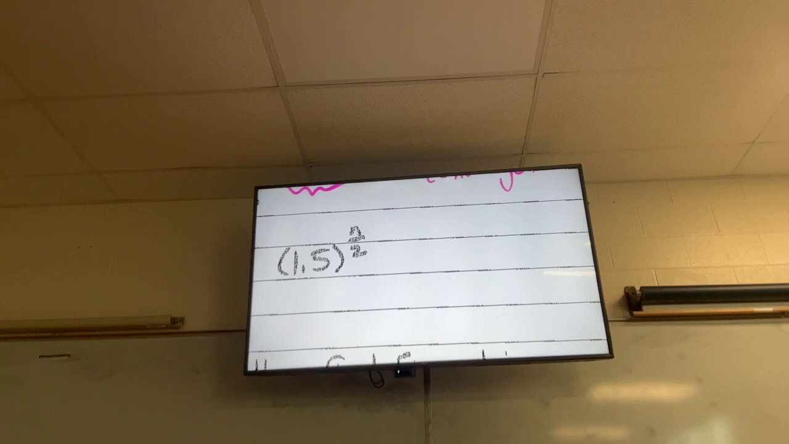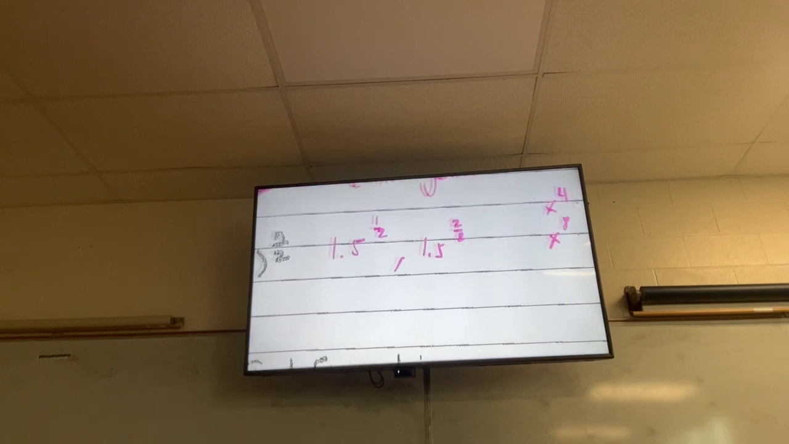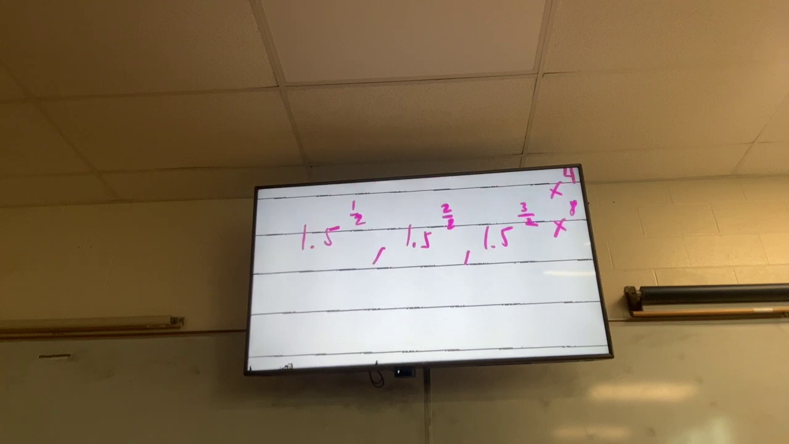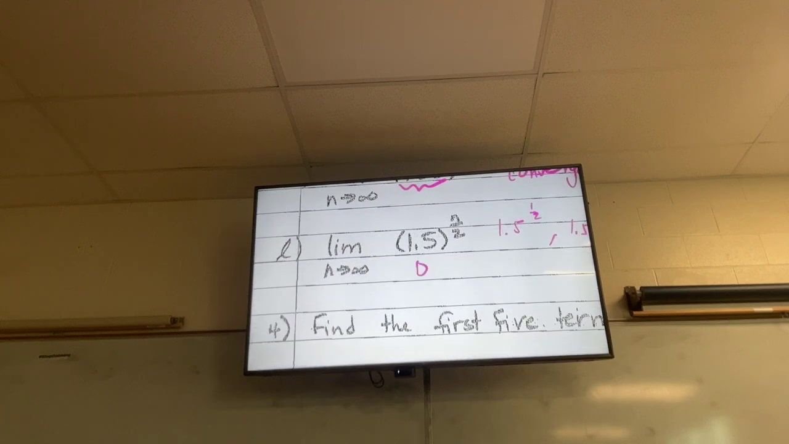So what's going on here? The first term is 1.5 to the 1 over 2. The second term is 1.5 to the 2 over 2. Then it's 1.5 to the 3 over 2. So we're multiplying by what each time to go from term to term? We're multiplying by 1.5 to the 1/2. What's the square root of 1.5? 1.2. So it's divergent. D and E. Does not exist. Or you can say divergent.